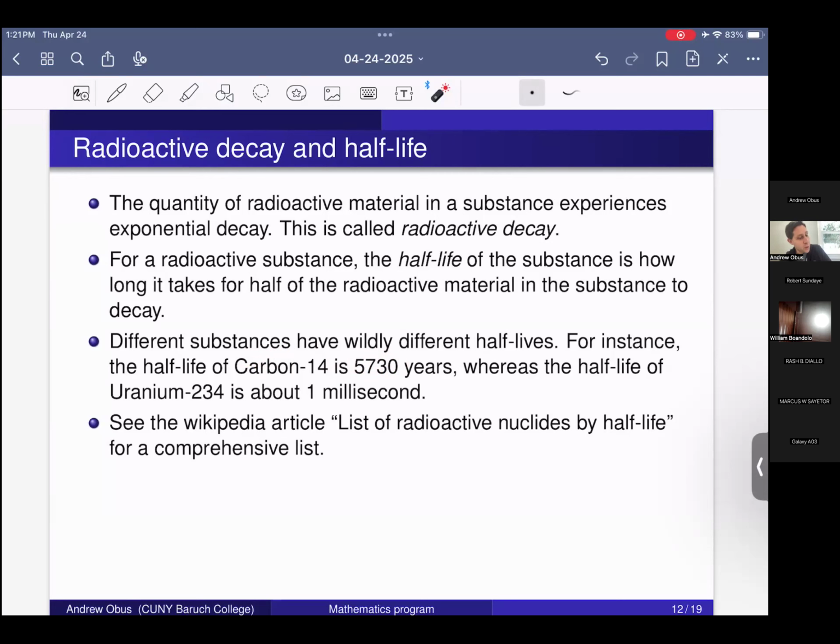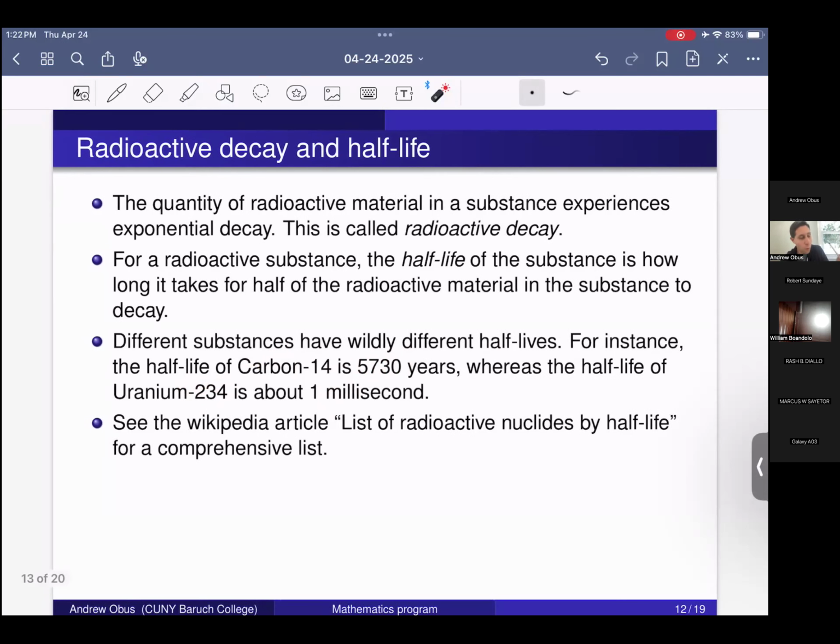Other things are much faster. The half-life of uranium-234 is about 1 millisecond. So in 1/1000th of a second, half the radiation is already gone. The radiation leaves very, very quickly for uranium-234.